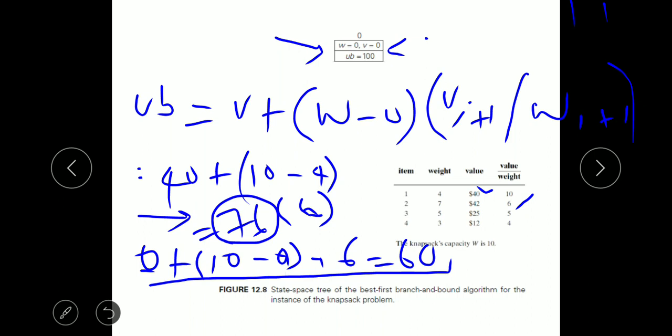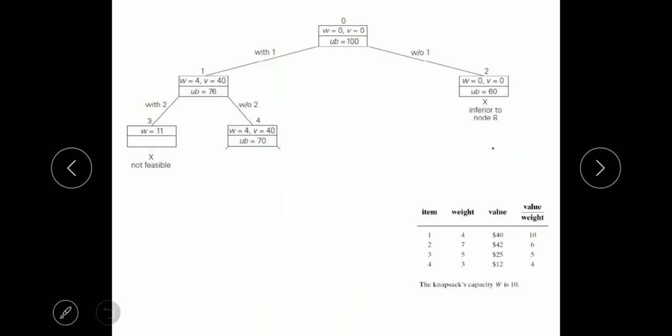So let us now draw the state space tree. Here you can see the left side branch says it's the inclusion of the first item. The weight here is 4, the value is 40, and the upper bound is 76. Without including item 1, the upper bound is 60, which is lesser than 76. So it is an inferior, or non-promising node, and therefore we leave it off.